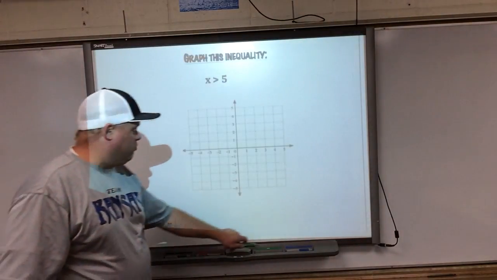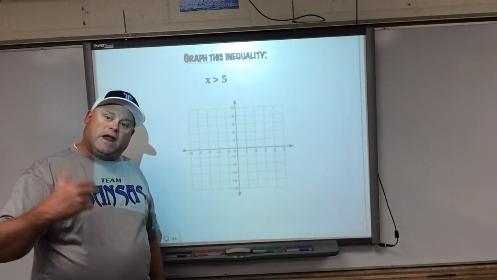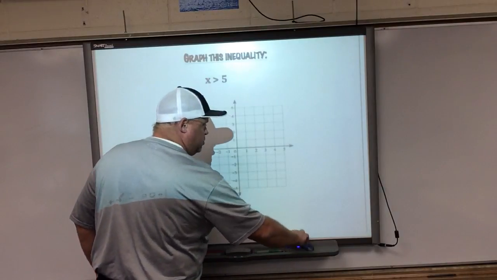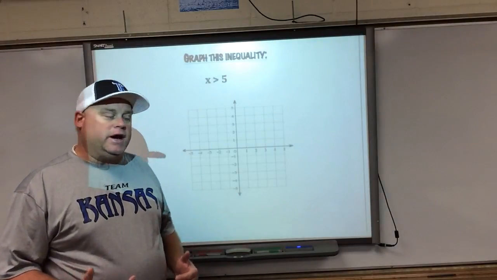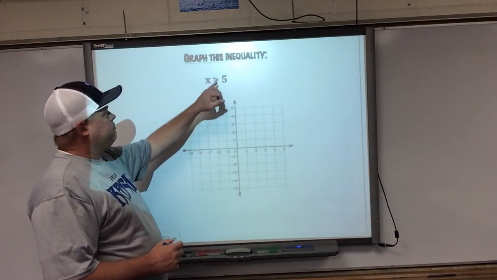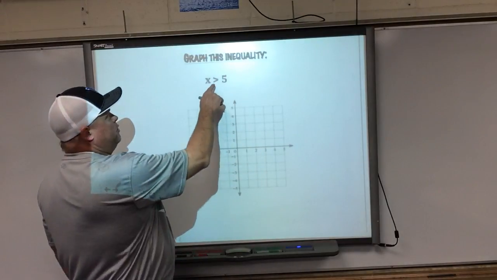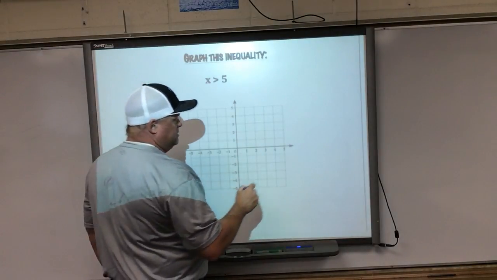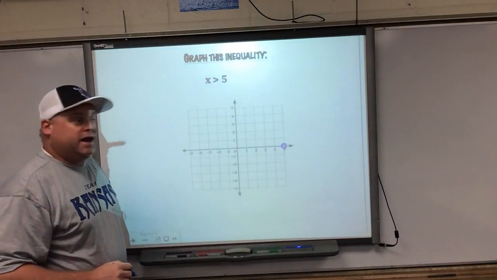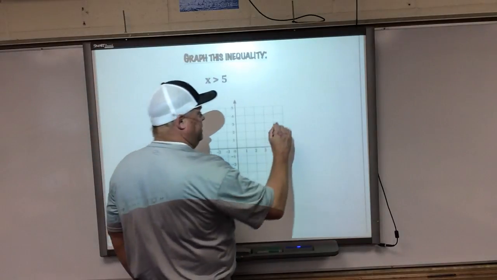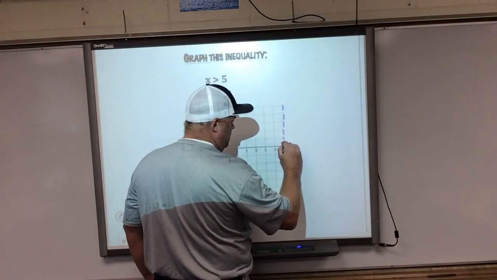The first one says graph the inequality x is greater than 5. Well, we have to think about what x being equal to a number looks like. What kind of line is that? Well, that's a vertical line, okay? And it's going to go through the number 5 on the x-axis, but we just have a greater than. So I want to make an open circle because I'm just greater than. And I want a vertical line, which I'll make dashed because it's just greater than.